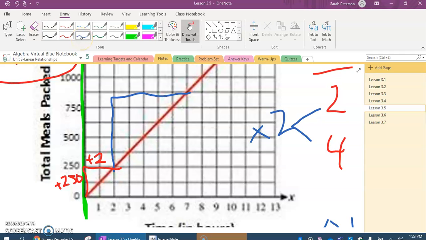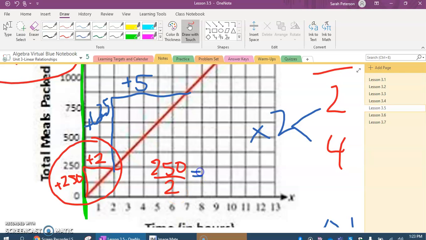On this blue, I'm rising, let's see, 250 plus 250 is 500 plus another 125 is 625. So I'm actually rising 625. I just counted all the boxes. They're going up by 125. And then I'm going over 1, 2, 3, 4, 5. I'm running 5. So for this red triangle here, my rise over run is 250 over 2.